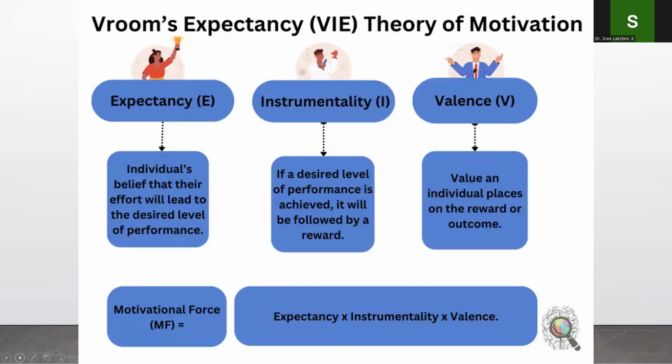The core components of Victor Vroom's model are built on three key interconnected variables, which can be expressed in the formula: motivational force, MF, is equal to expectancy, represented as E, times instrumentality, represented as I, times valence, represented as V. If any of these three components is zero, the overall motivation will be zero.